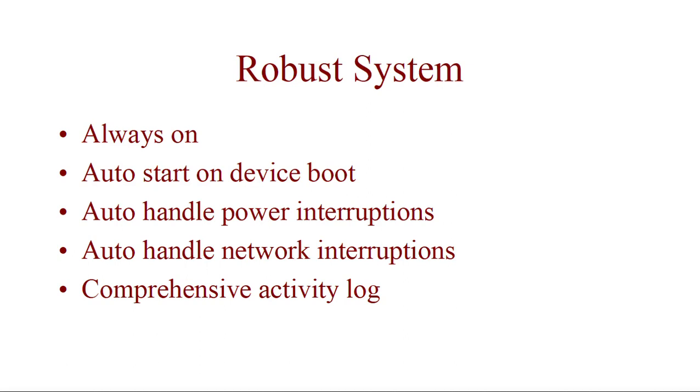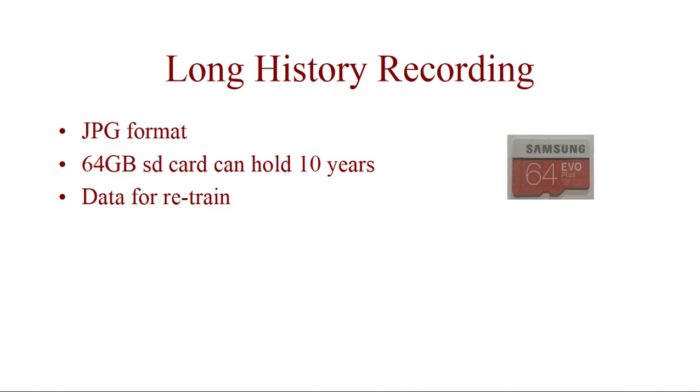Jdetect is designed to be an always-on system. It will auto-start when you power on the box. It will handle the interruption of power and network automatically, and it keeps comprehensive log of its activities, so you can establish a complete timeline of events. Jdetect keeps all the images it receives. A 64 gig SD card can hold 10 years of history for my system with 3 cameras. And these are good data for retraining the Jdetect human detection to improve its accuracy.